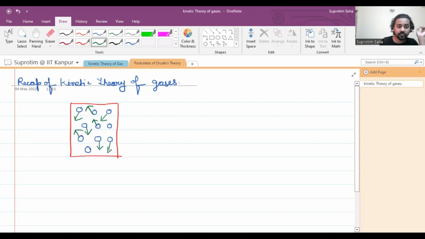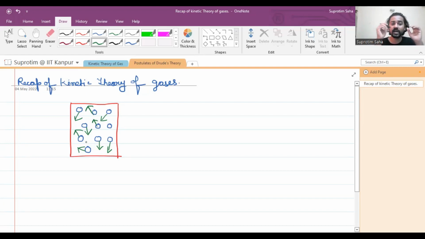In the process of randomly moving, they collide with the walls of the container and also among themselves. And the collisions are perfectly elastic. There's no energy transfer between them, so there's only kinetic energy, and most importantly, the particles are non-interacting. So there's no potential energy and only kinetic energy.